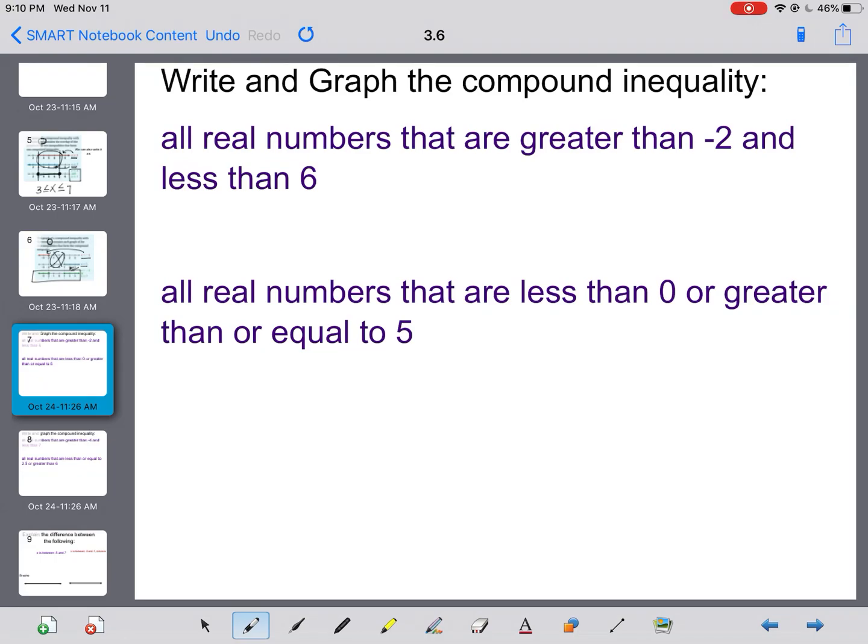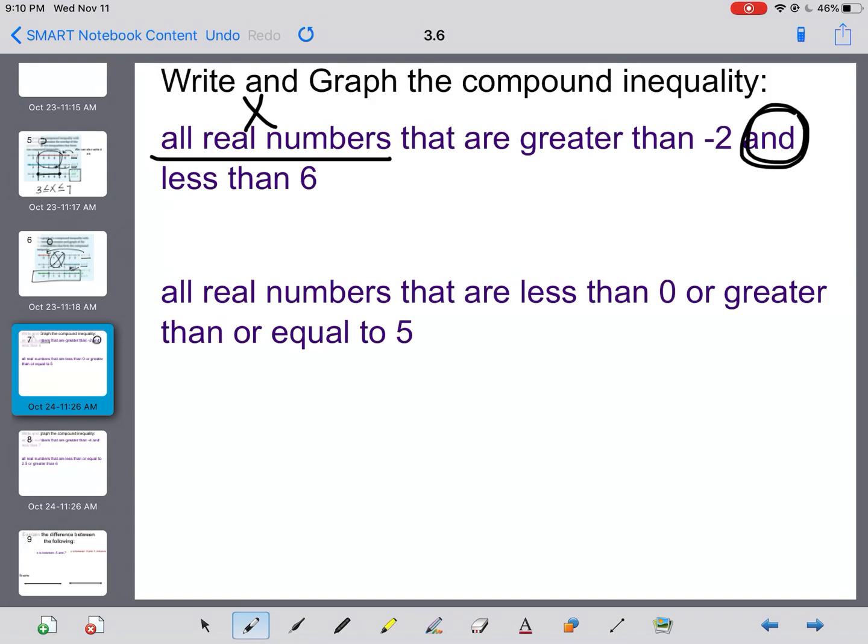All right, so we're going to use that information to write and graph the compound inequality that they give us. They're going to write it as a word sentence. We are going to turn it into a number sentence that is a compound inequality. Okay, so all real numbers that are greater than -2 and less than 6. Okay, we know because of this and that they're going to have overlap, so we're going to be able to write it all out as one sentence.